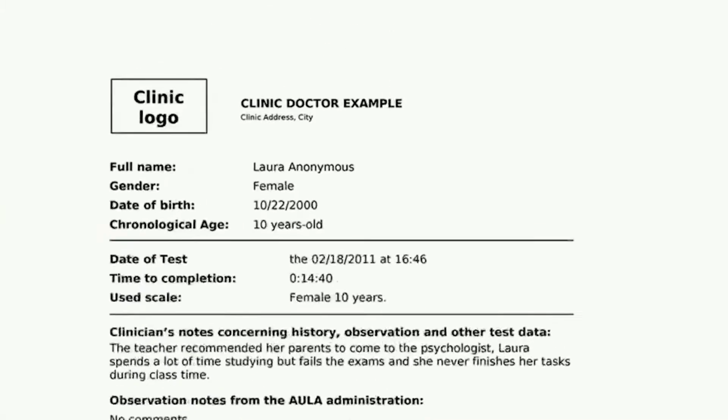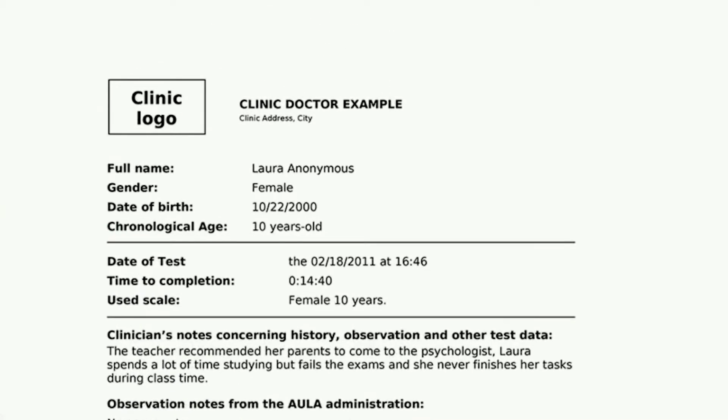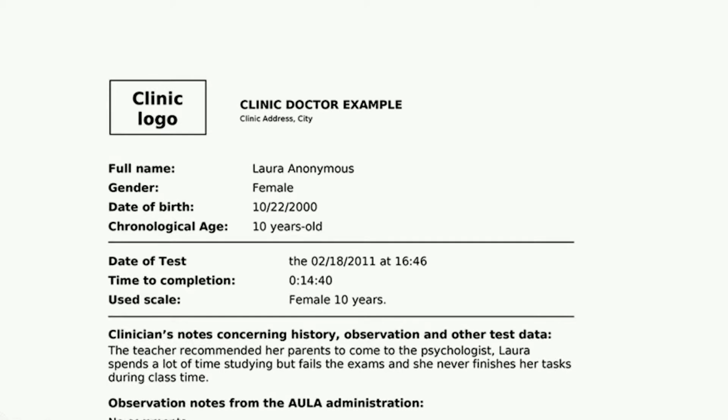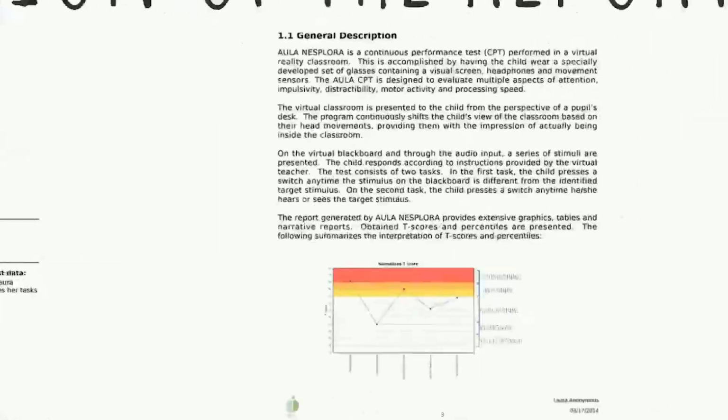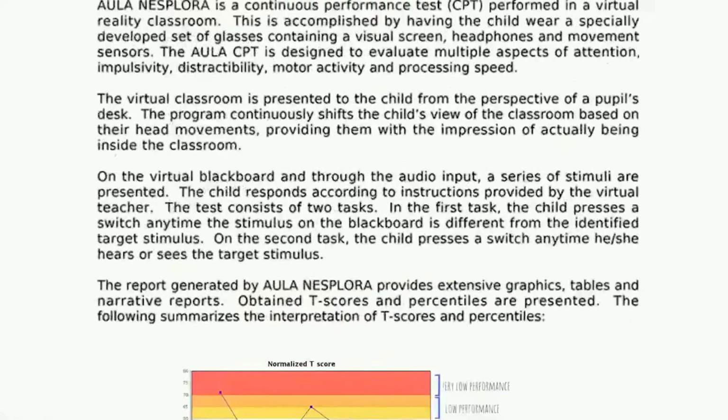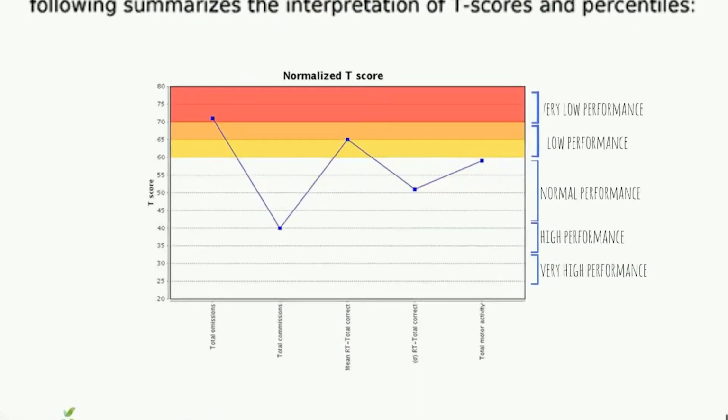The first page contains the technical data for the test. Personal data, the date of the test, duration, the scale used, and the comments entered before and after the test using the computer program. Below, the general description of the test will be given. Additionally, the value of the T-scores for the performance.